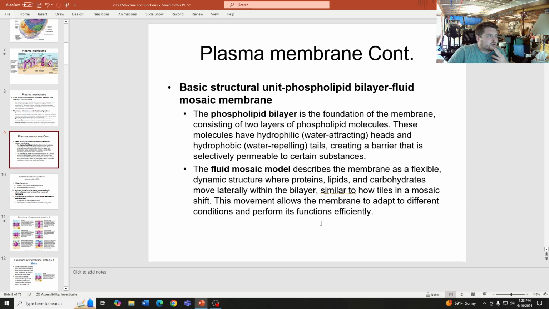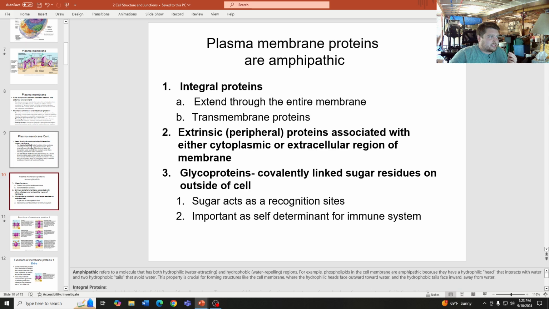The only thing that's additional on this slide is talking about this fluid mosaic membrane. So the fluid mosaic model is just describing the membrane as a flexible, dynamic structure where all those different components are able to move around within the bilayer, similar to how tiles in a mosaic shift. So it allows the membrane to constantly be adapting to the different conditions, different environments that it's in, whenever something changes, in order to continue to survive. Our bodies are all about adaptation.